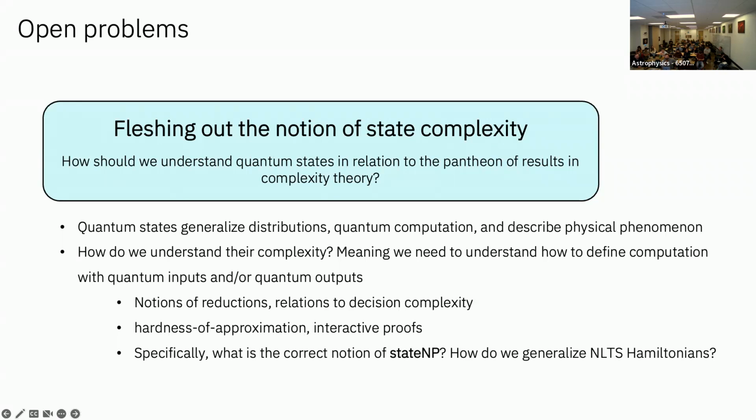Yeah, so the beautiful thing about the NLTS Hamiltonians is that the statistics are completely known, because the NLTS Hamiltonians we constructed fall into this family called stabilizers. So actually we know all the statistics of them. There's not a computational question involved with them.